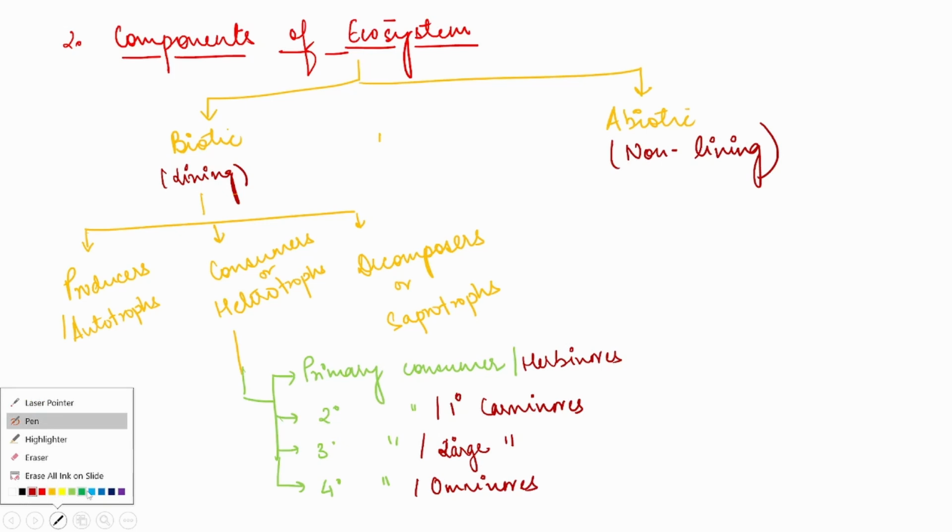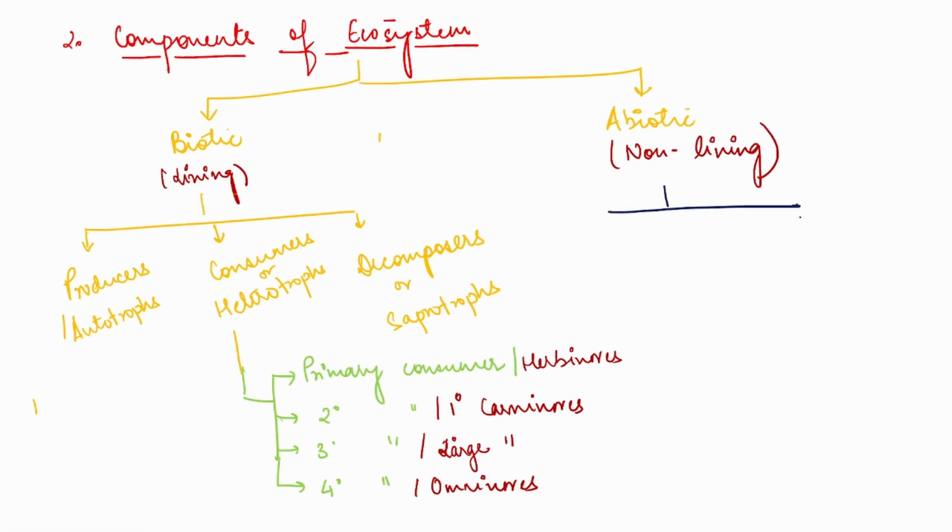Now if you focus on the non-biotic component, it is of two types. What are the two types? Climatic and edaphic factor. Edaphic is basically the soil, the surface. It includes soil, what type of soil: clay, loamy, sandy, right? So this we'll see.